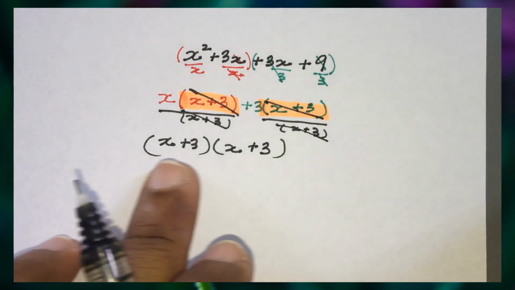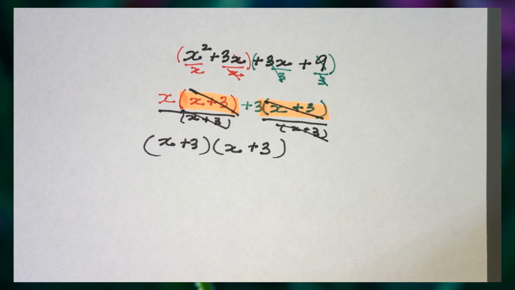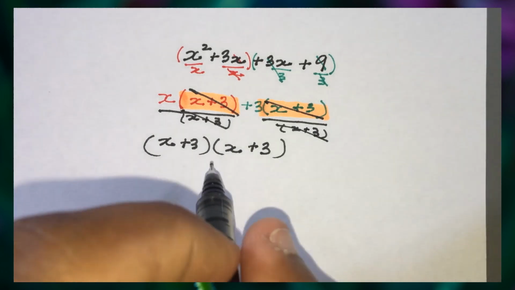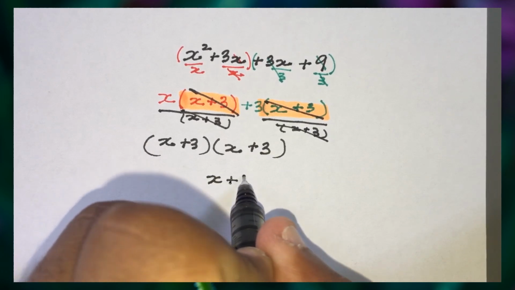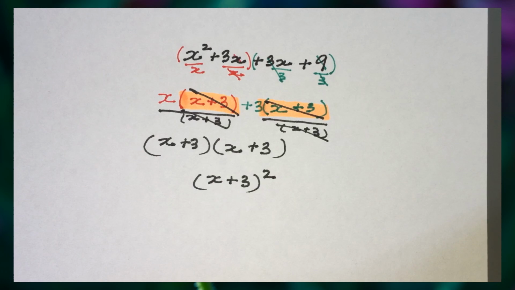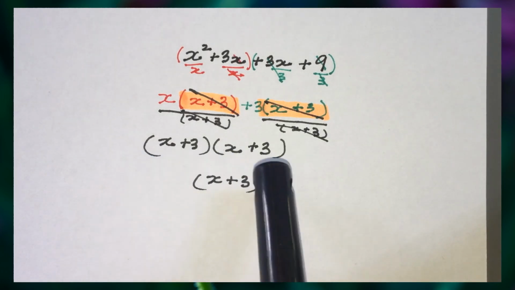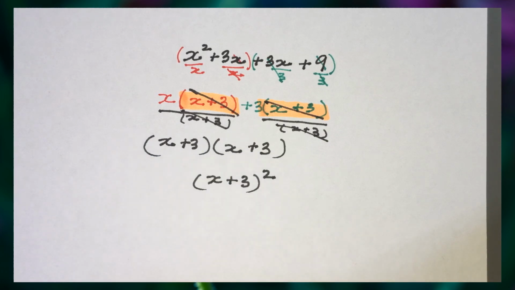If you look at these brackets, x plus 3 and x plus 3, you notice that they're exactly the same. So we can simplify this by saying x plus 3 all squared. This is what we call a perfect square because we're multiplying two brackets that are exactly the same.